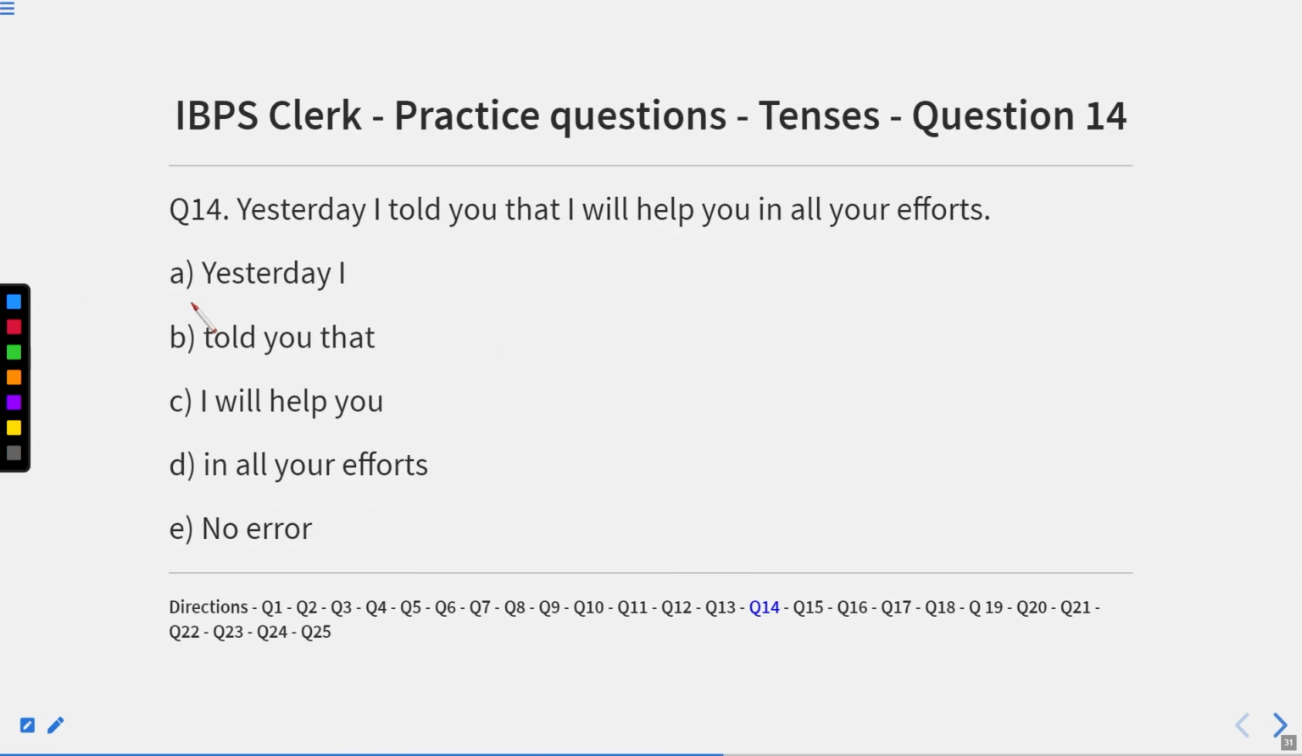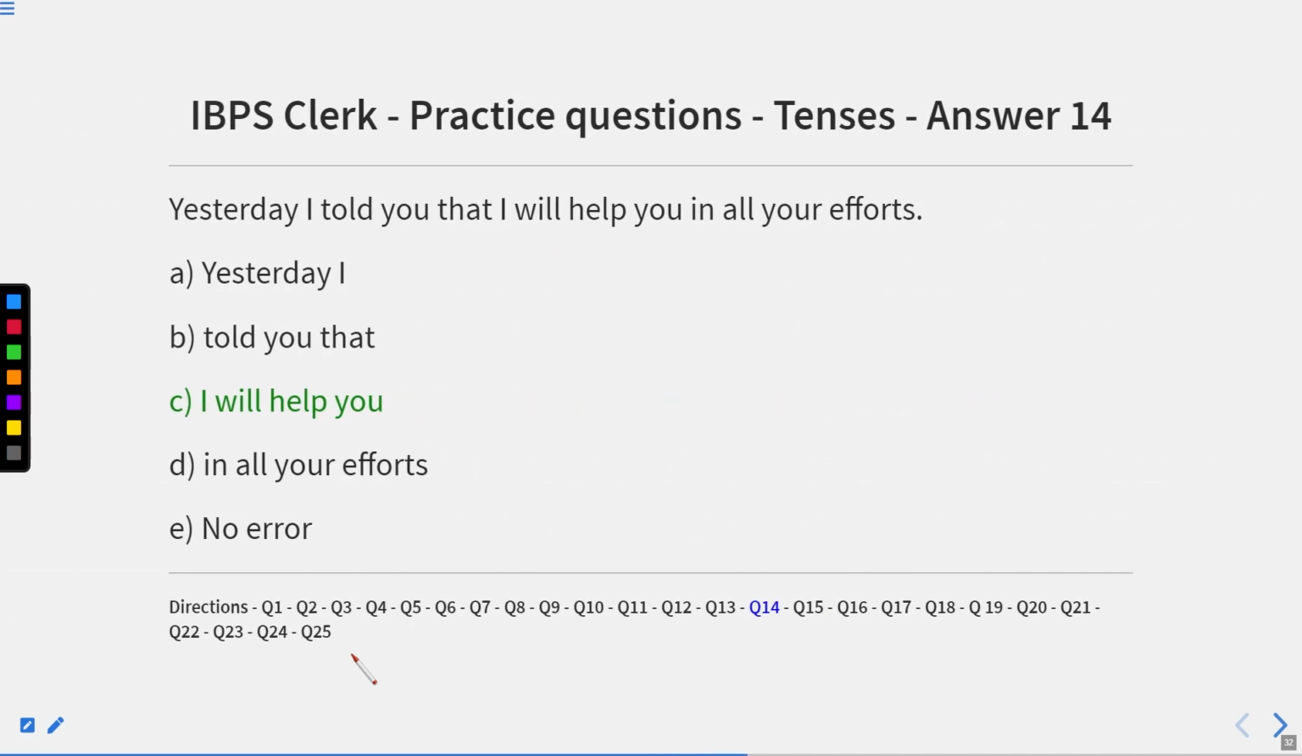Yesterday I told you that I will help you in all your efforts. Now this is very simple. We are talking about yesterday, it means we are talking about past. Also here it is written "told", it means we are talking about past. If these two are in past, obviously the remaining sentence will be according to the past tense only. So it is written that I will help you. So this "will" should be replaced with "would". So this should be: I would help you in all your efforts.